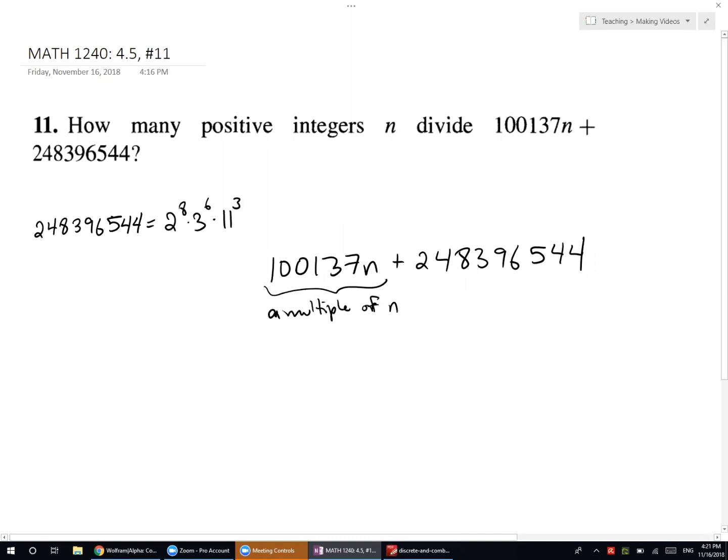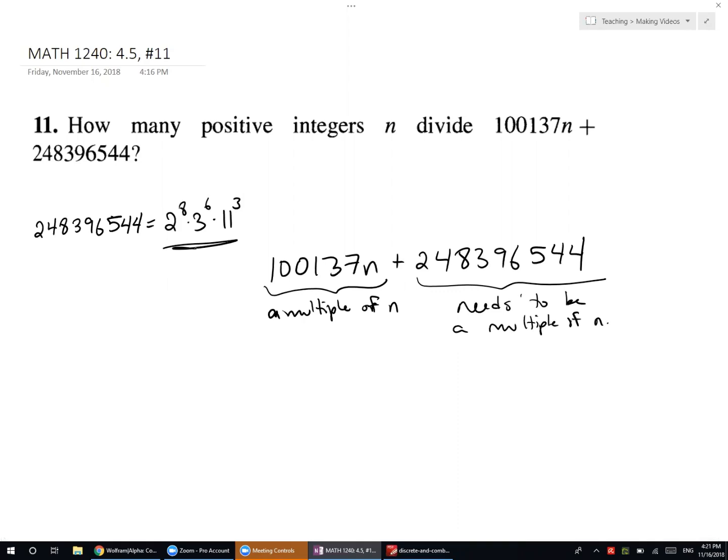Completely obvious. Now, the only way the whole thing is then a multiple of n is that this needs to be a multiple of n. And if that needs to be a multiple of n, well, that limits what n can be. And this is why the prime power decomposition of that number comes in very, very important. What I need is then n needs to be a factor of that number. Well, how many factors are there?